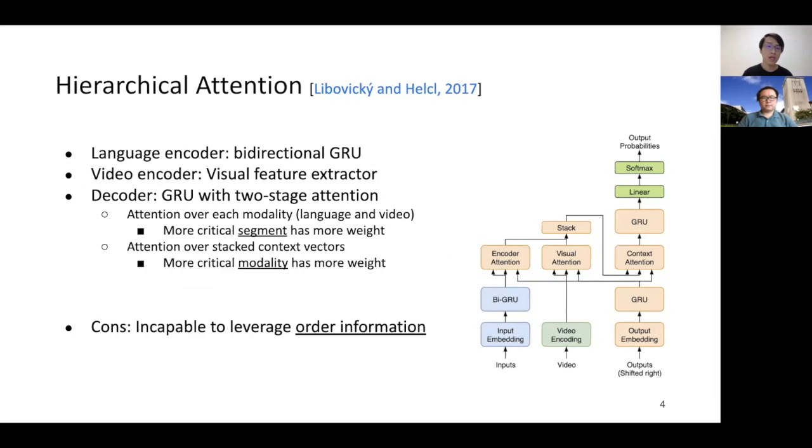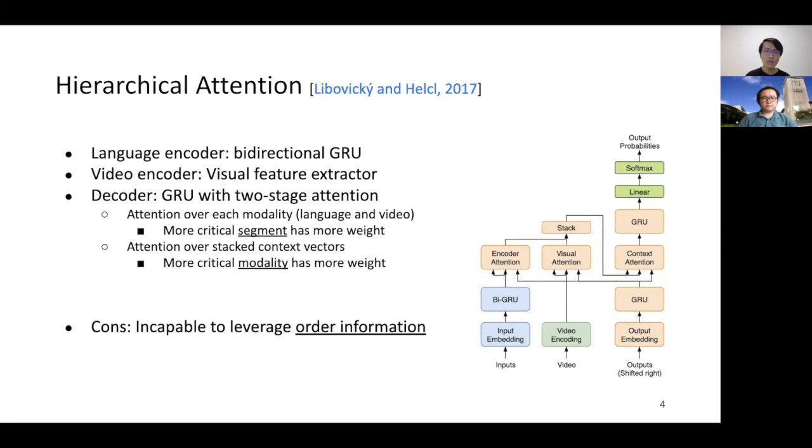We employ a bidirectional GRU model with hierarchical attention as a baseline. That is a well-known model for image caption translation. The model first encodes text input with a GRU encoder, and video input with a video encoder. The encoded representations are then fed into the decoder with hierarchical attention. In this attention, the model first computes two context vectors over text representations and the video representations separately. The model then weighted sums the context vectors to obtain the final context vector.